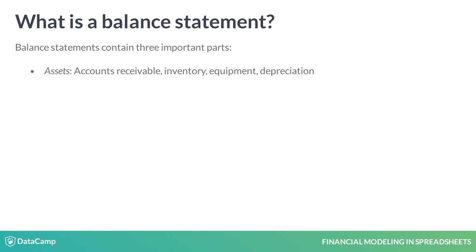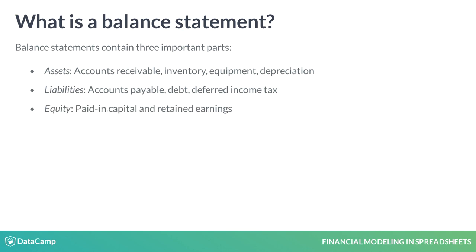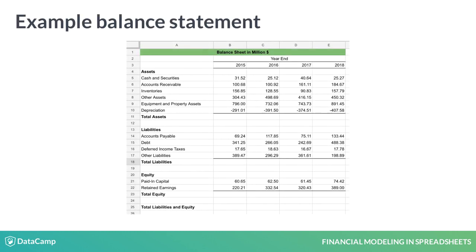These sheets contain three important parts: assets, liabilities, and equity. Under assets, you might see accounts receivable, which is money owed to the company, and other items like inventory and equipment. Under liabilities, you might include money owed to others, such as accounts payable, debts, and income tax to pay later. Finally, equity includes money paid in by shareholders and retained earnings. Here is an example balance statement.